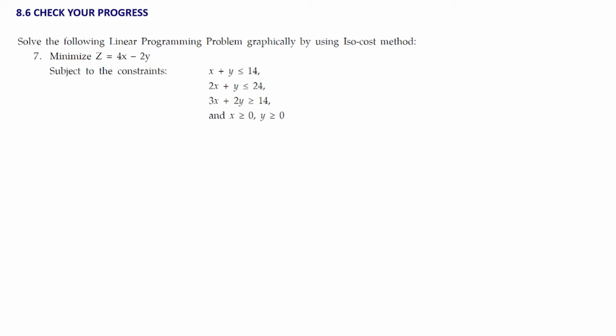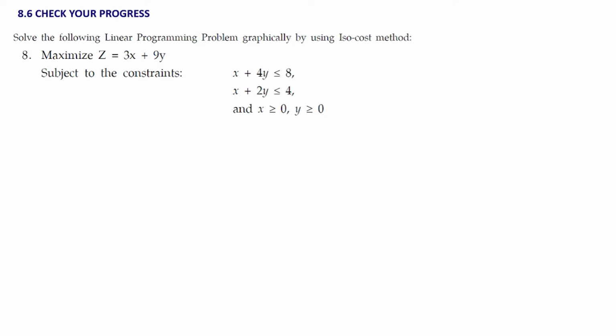Here we have the 7th question from section 8.6 check your progress. We have to solve the following linear programming problem graphically by using isocost method. Here in this 7th problem we have minimum z is equal to 4x minus 2y. Here the coefficient of y is a negative integer, so I am saving this question which can be done at the last. Moving on to the next question.